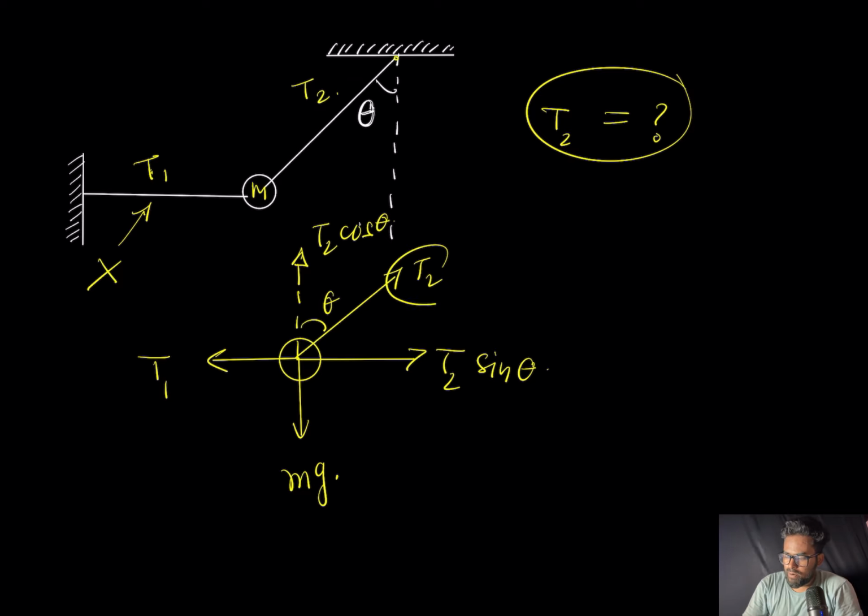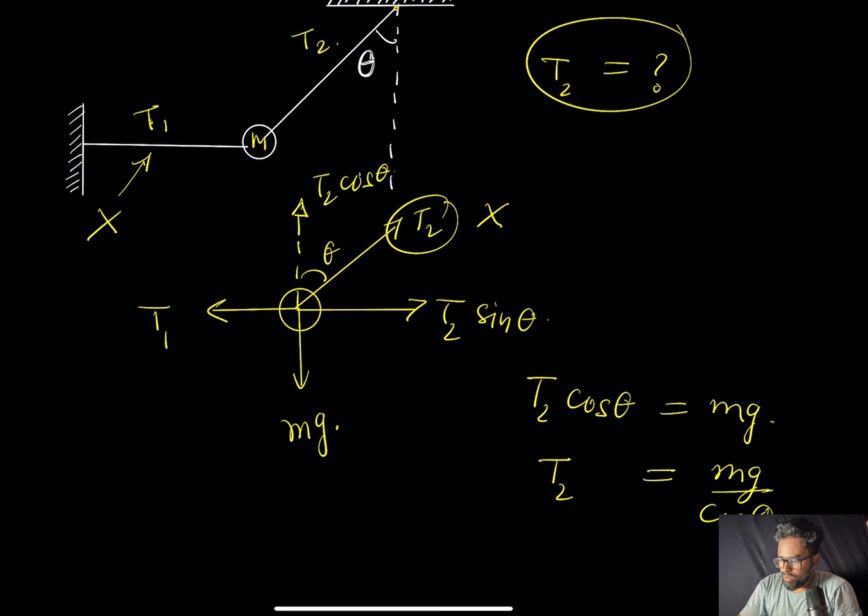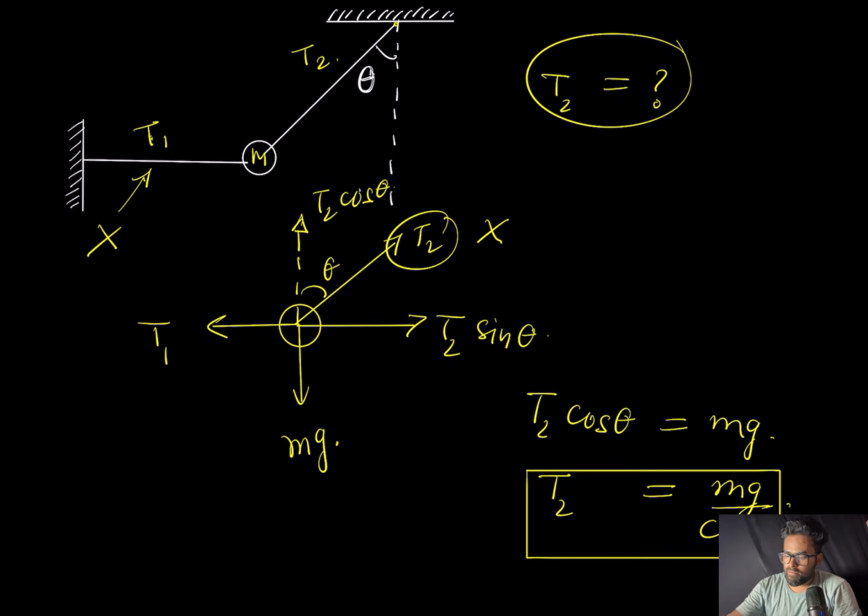T2 is cancelled because we have taken the components. Now we can see that T2 cos theta would balance mg. So T2 cos theta would be equal to how much? Mg. So while we are not cutting the string, the tension would be Mg by cos theta. Okay, this is our first answer. Before cutting the string, this is the case. Tension in the inclined or second wire is Mg by cos theta.